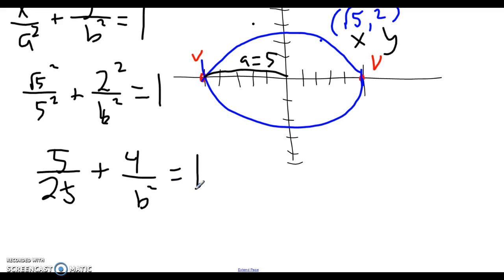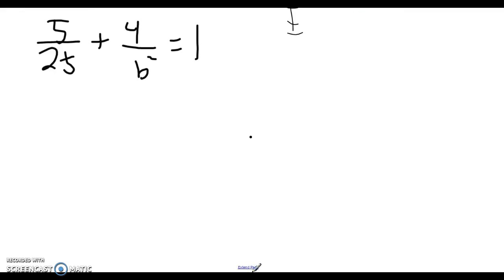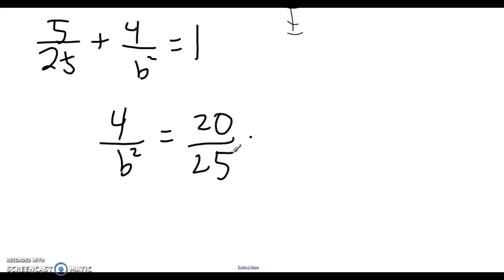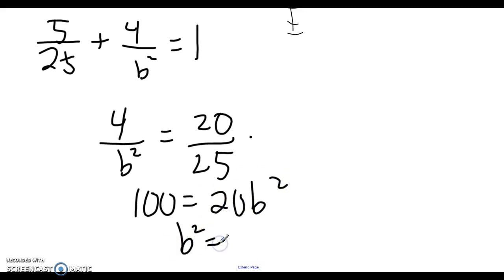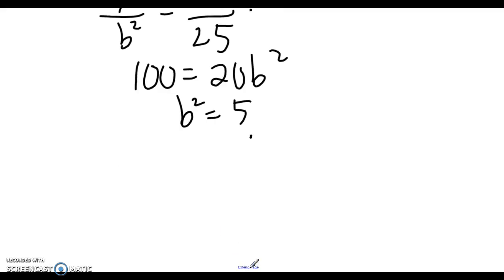Let's move that over to the other side. So we have 4 over b squared equals 1 minus 5 over 25, which is 20 over 25. I guess we could cross multiply and solve here. 100 equals 20b squared. b squared equals, what's 100 divided by 20, 5? So b equals square root of 5.